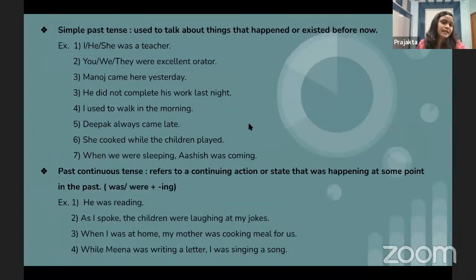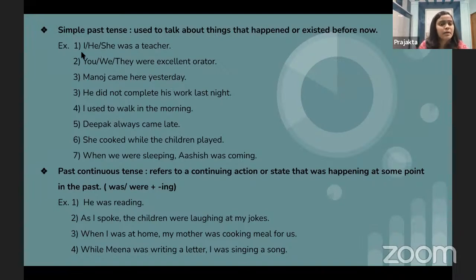See this next tense, simple past tense. What is simple past tense? Used to talk about things that happened or existed before now. Okay, के कुछ events हैं, incidents हैं, उसे बीत चुका, थोड़ा लंबा समय हो चुका है. So हम भूतकाल के बारे में बात करने के लिए हम past tense use करते हैं.